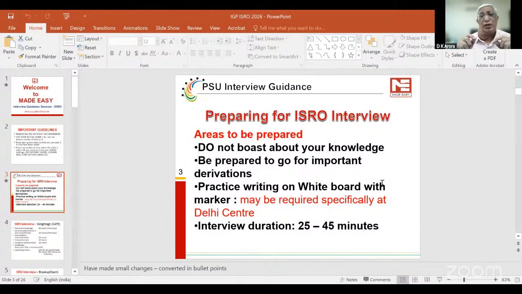Guidelines for the ISRO interview are the same as the guidelines for the BARC interview. And the most important line is, do not boast about your knowledge. Don't boast about your knowledge, right?